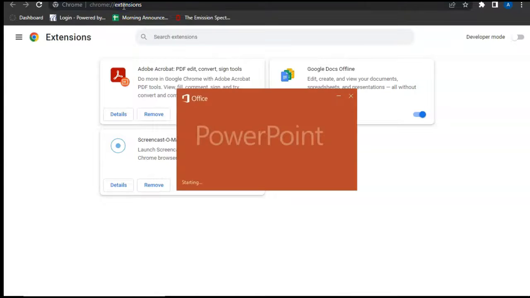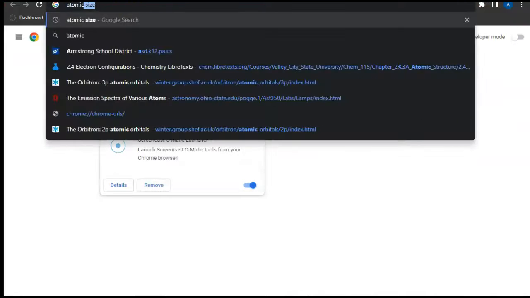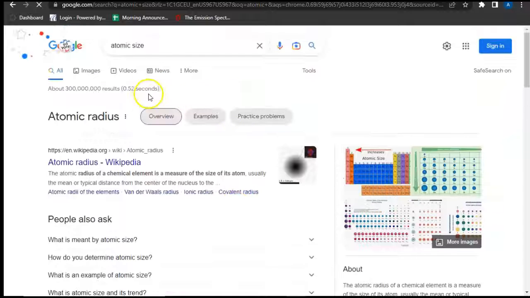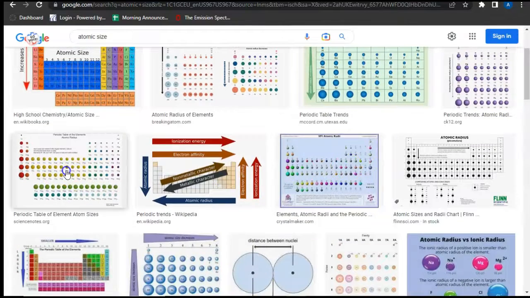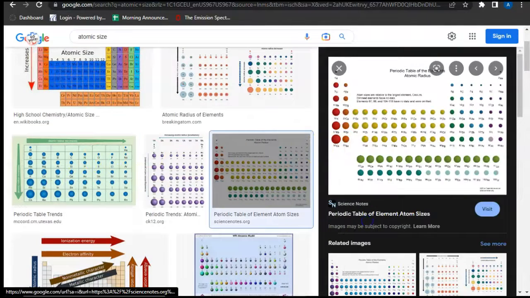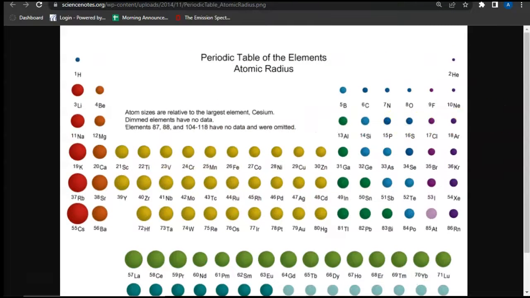I'm going to show you here so you can see. If we look at the atomic size, there's plenty of images out there that show this, like this one. What you notice as I go left to right, starting with lithium, for instance, and going over to neon, I'm seeing the atom get smaller. Same with the bottom row. I see the atom get smaller as I go left to right.